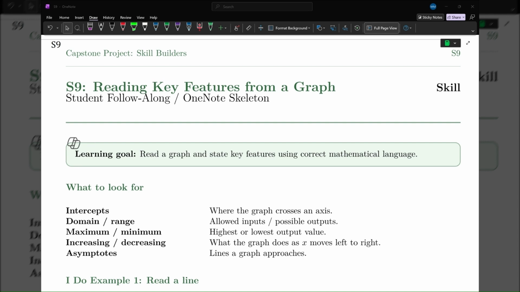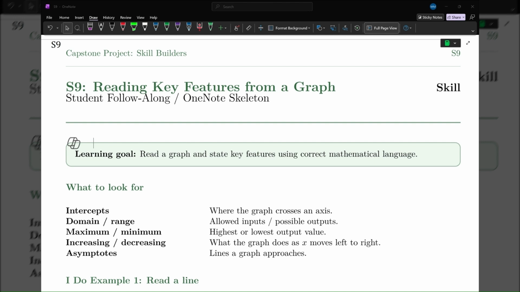So things we're going to look for. We know intercepts are where a graph crosses the axis. We can cross the x and the y axes. Domain, what inputs are allowed. Range, what possible outputs are there. The max or min is going to be the highest or lowest output value on the graph. Increasing, decreasing is going to be what's happening as x moves, or input value moves, from left to right.